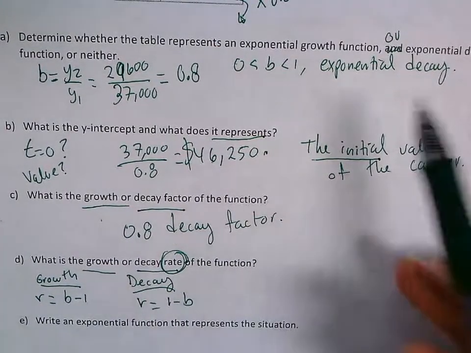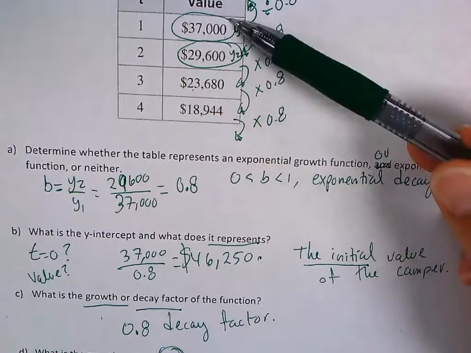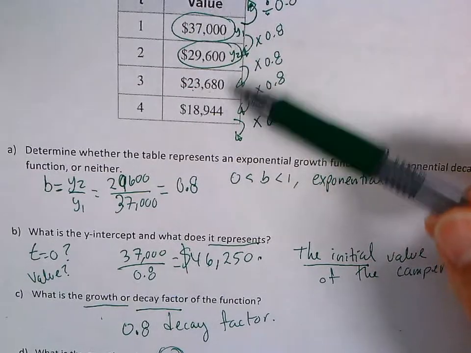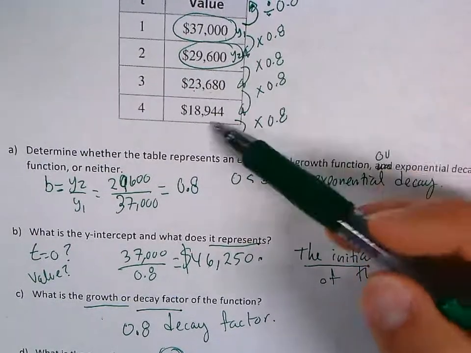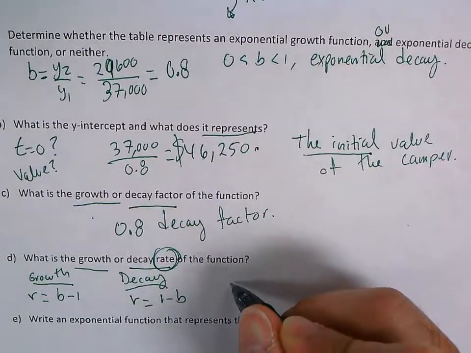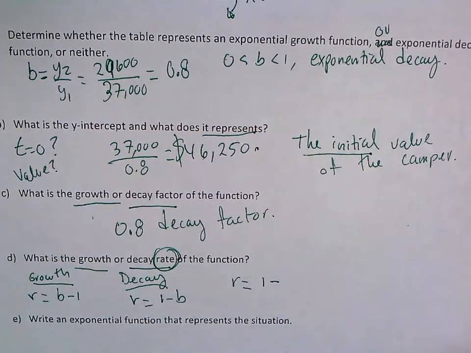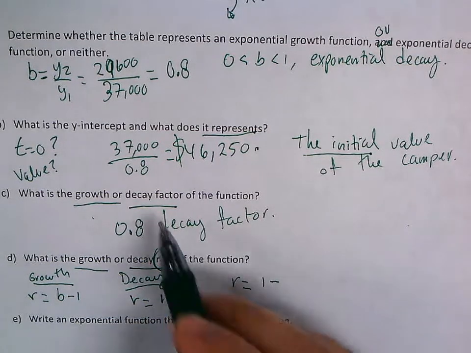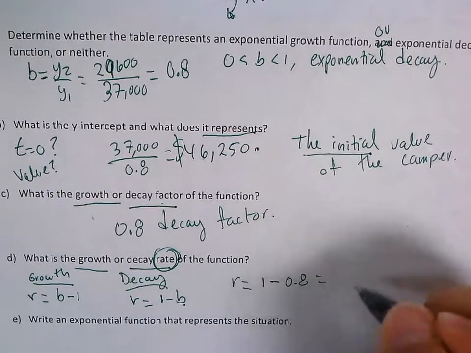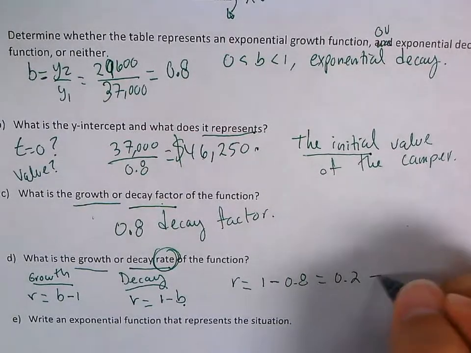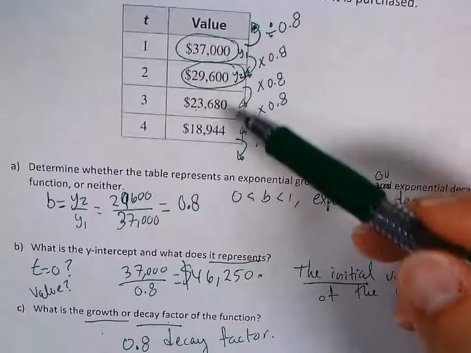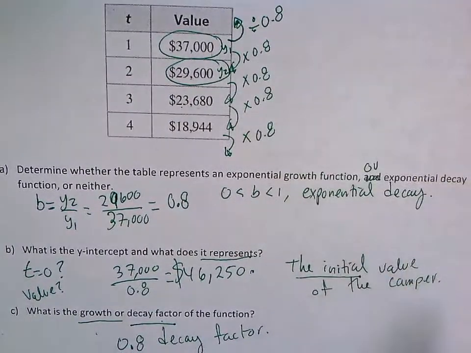Which of these two is happening here? Is the value of the camper increasing, or is the value of the camper decreasing? Decreasing. The value of the camper is decreasing, therefore I'm going to use the second equation. R is equal to 1 minus the value of B. B is the decay factor, 0.8, so R is equal to 0.2, and as a percentage this is 20%. So every year the value of the camper is decreasing by 20%.